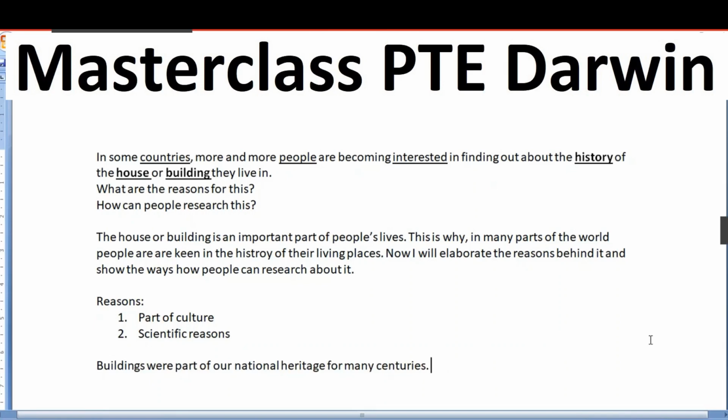Yes. And now we'll write something to elaborate these ideas, like how this national heritage. For example, I was raised, buildings represent social status and family identity.